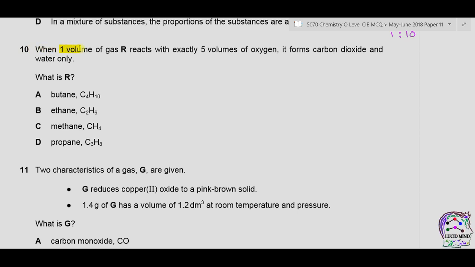Question 10. When one volume of gas R reacts with exactly 5 volumes of oxygen, it forms carbon dioxide and water only. What is R? For reactions of gases, you can take volume as moles. So we can say that when 1 mole of gas R reacts with exactly 5 moles of oxygen, it forms carbon dioxide and water only. Let's write the balanced chemical equation. First one is butane. We have C4H10. It will combust in the presence of oxygen to form carbon dioxide and water vapors.